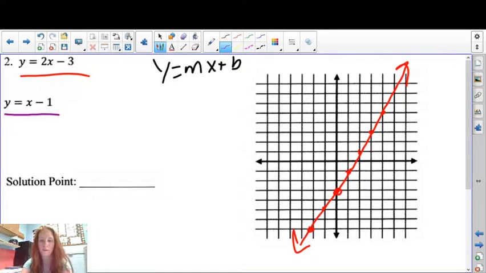The second line says I start down 1. And then I have a slope that goes up 1 over 1. And then again, typically if I hit another dot or I hit that line, I'm probably just going to stop because I've already found my solution. And this time they meet at 2, 1.